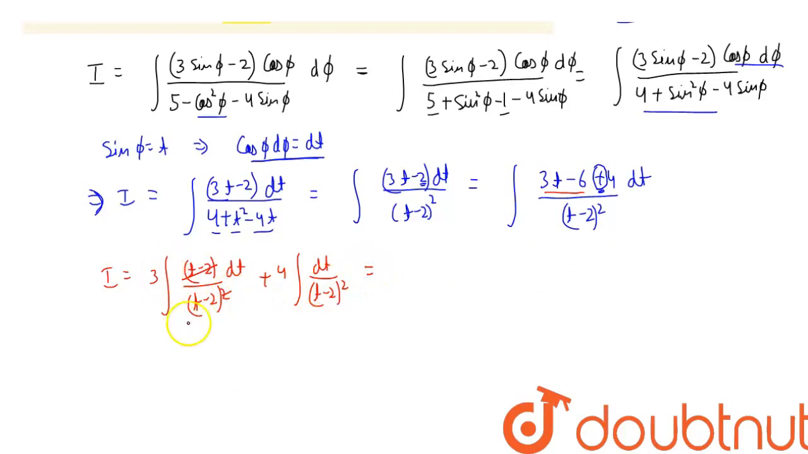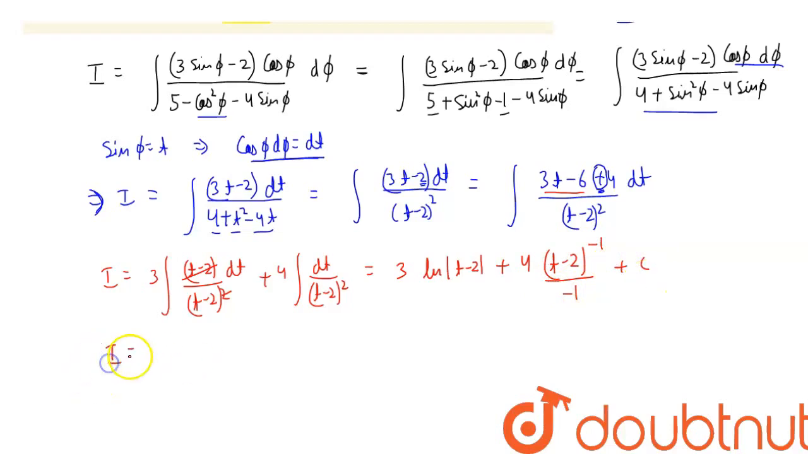So if we integrate this, here we have dt upon t minus 2. The integration of it would be 3 times the logarithm of t minus 2. And here we have plus, now we are going to integrate it. Here we have the integration of the power of (t minus 2) as 2, or we can say that if we bring this on the upper side, then we get (t minus 2) to the power minus 2. If we integrate this, then we get (t minus 2) to the power minus 2 plus 1, that is minus 1, whole divided by minus 2 plus 1, that is minus 1. So this we have got, and also we have the constant of integration, plus c.